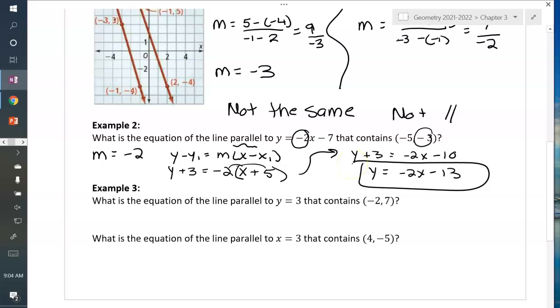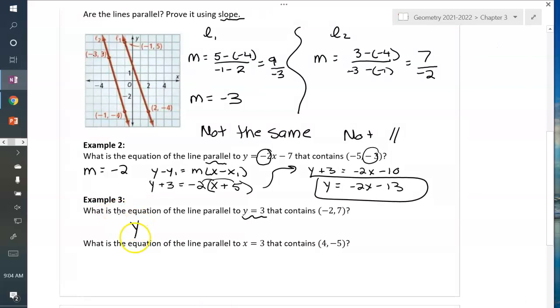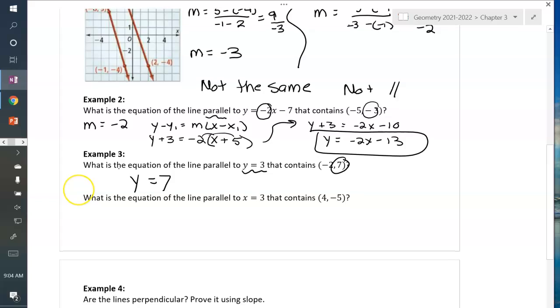All right, next one, write the equation that is parallel to the line y equals 3. Parallel, same slope. Now in this case, y equals 3, that's a horizontal line. So parallel to horizontal is also horizontal. So my equation is going to be y equals, and then I just grab that y coordinate, y equals 7. Done.